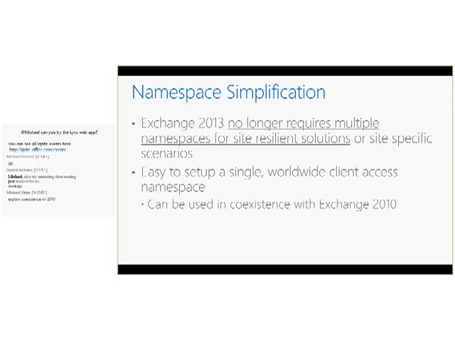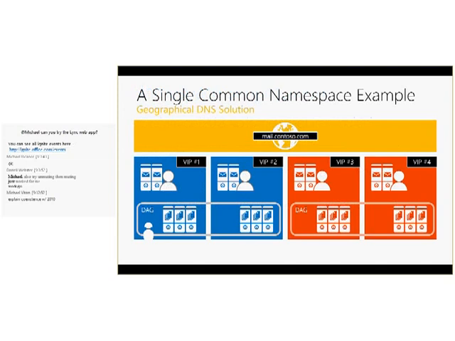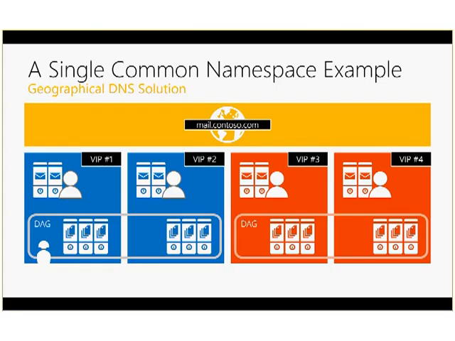Okay, so let's show what that would look like. We have our famous contoso.com organization. We have what is represented as 4 data centers on the lower part of the screen. So the 2 blues on the left and the 2 reds on the right. The 2 blue ones are in North America. The 2 reddish-orange ones are in Asia Pacific.